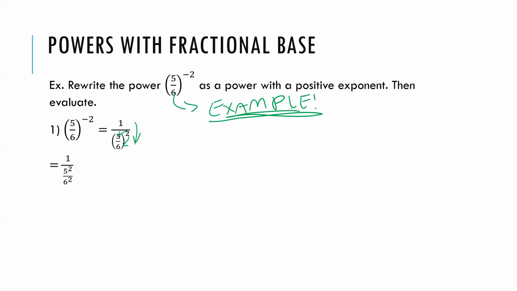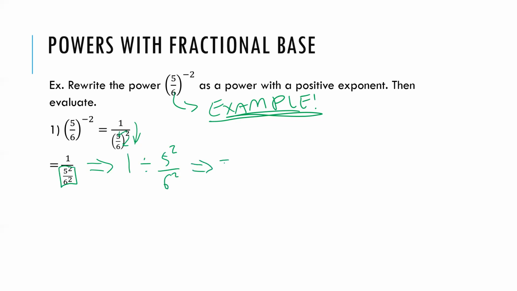So the first thing we notice is that I'm going to rewrite (5/6) to the power -2 as 1 over (5/6) to the power of +2. Sorry, I apologize, I know it's a lot to say. And then this switches into 1 over 5 squared over 6 squared. When we divide by a fraction, be really careful with this. We know that we can simply multiply by its reciprocal.